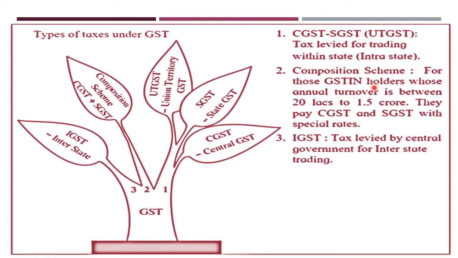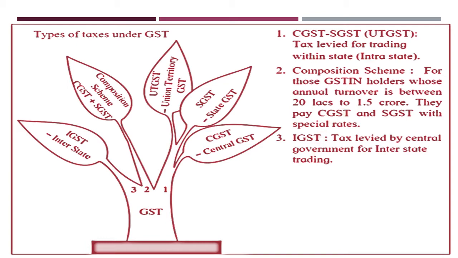Next comes the composition scheme. For those GSTN holders whose annual turnover is between 20 lakhs to 1.5 crore, they pay CGST and SGST with special rates. Okay, so for the GSTN holders whose turnover is more than 20 lakhs and up to 1.5 crore, the rates are different for them. Beyond a limit, if their turnover is beyond a limit, then the rates of taxes also accordingly change. There are special rates for them.